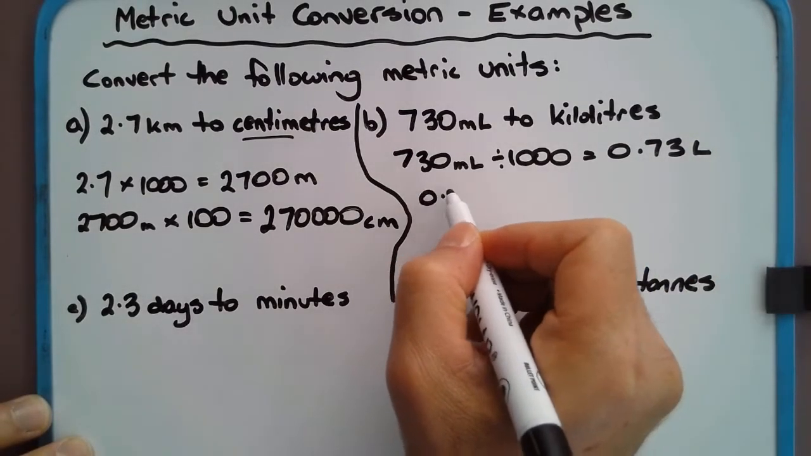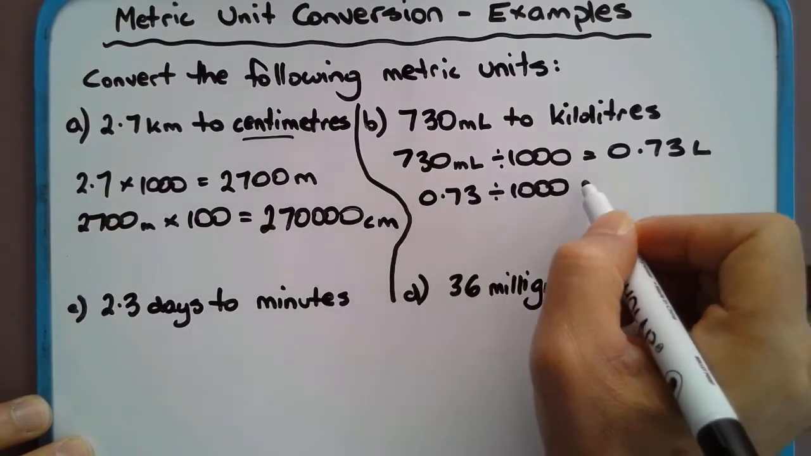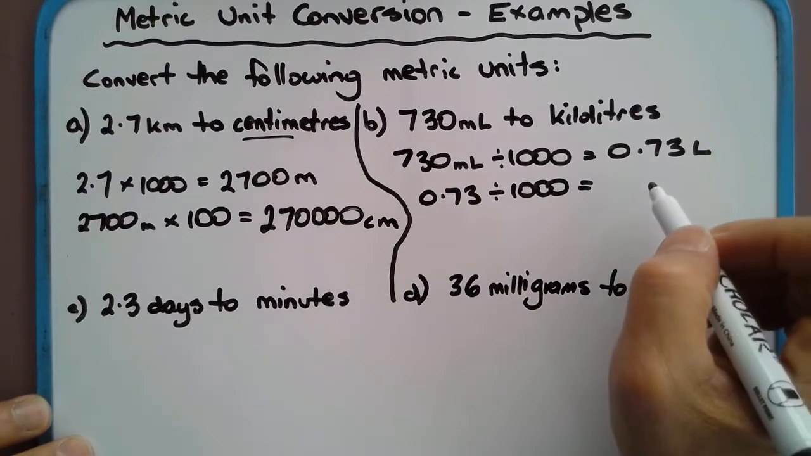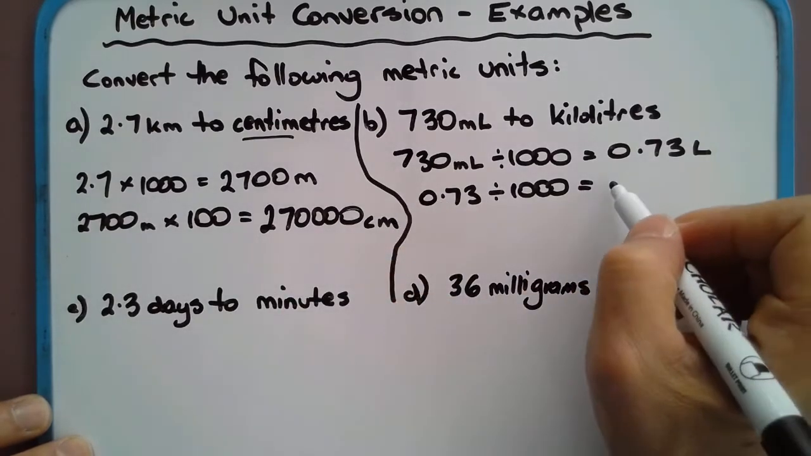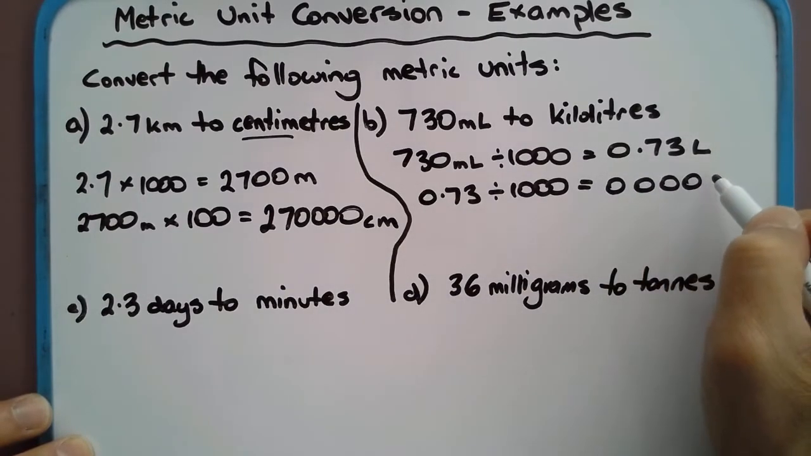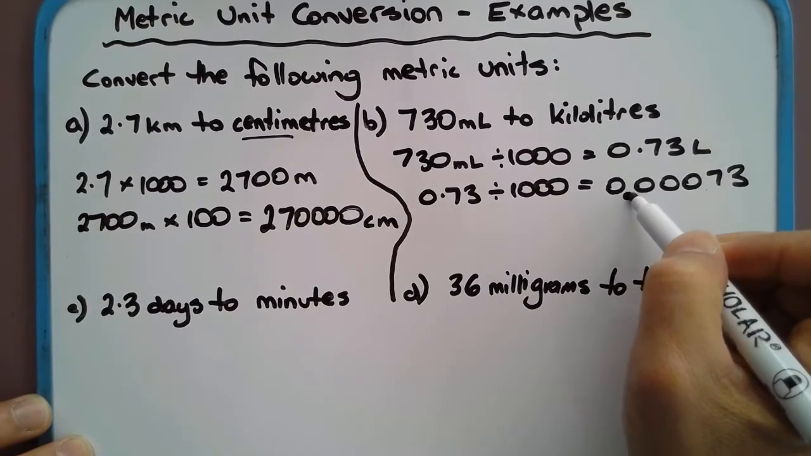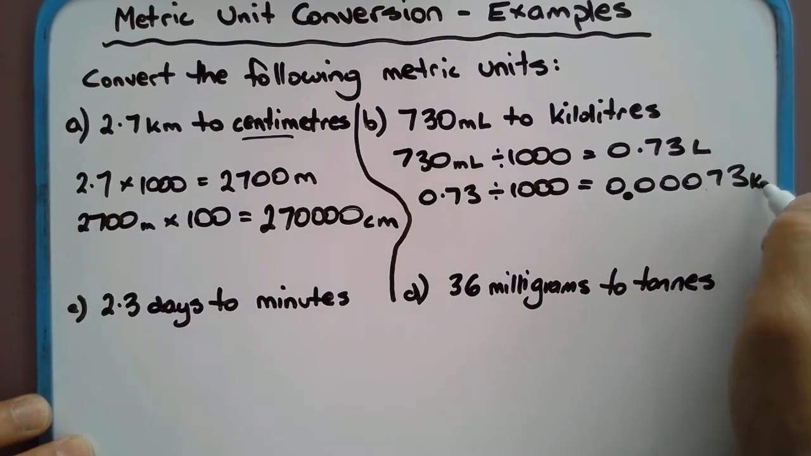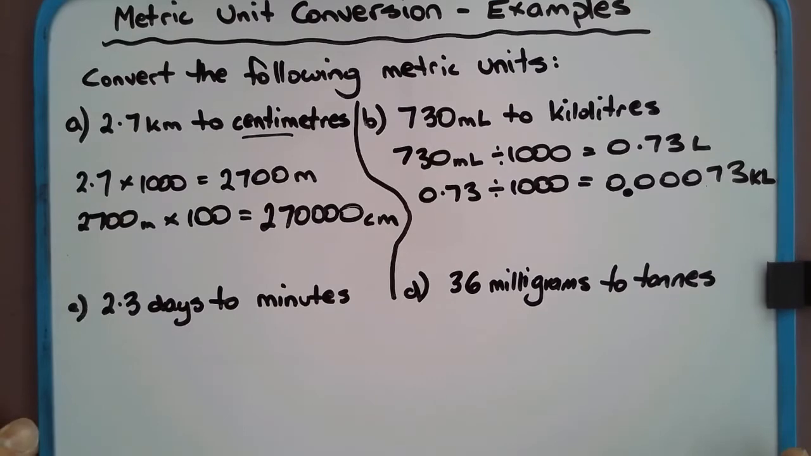Now the next step is to convert liters into kiloliters. So 0.73, we're going to divide that again by 1,000. What we're going to do is move the decimal place another 3 steps. So I'm just going to put a few zeros, and 73. The decimal point is originally here, 1, 2, 3. So the decimal point ends up here, and that unit is kiloliters. Right, let's have a look at part C.